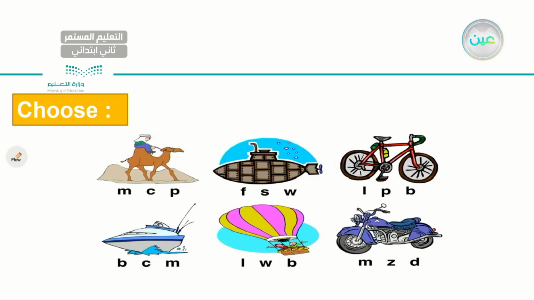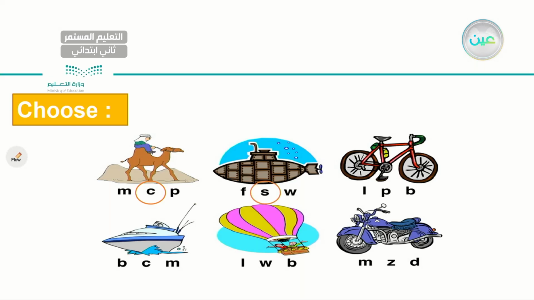How about here? Let's start with the first one on the top left. I have a camel. Camel. So, which letter will you pick? M, C, or P? What do you think? Camel starts with a C. Very good. Next one I have a boat. A boat. So what do you think? Are we going to circle B, C, or M?